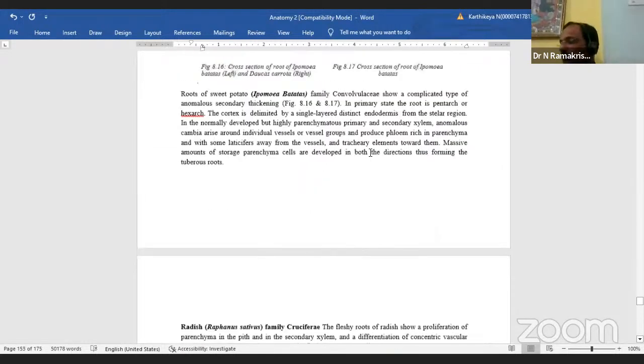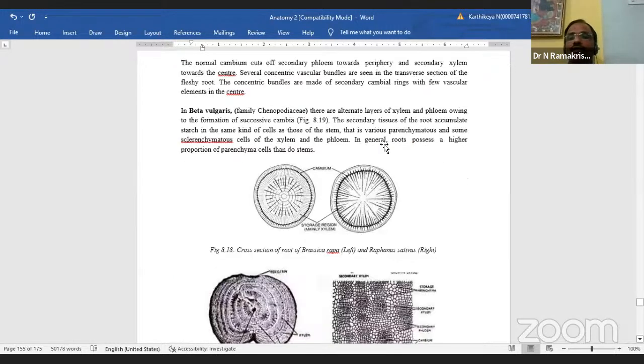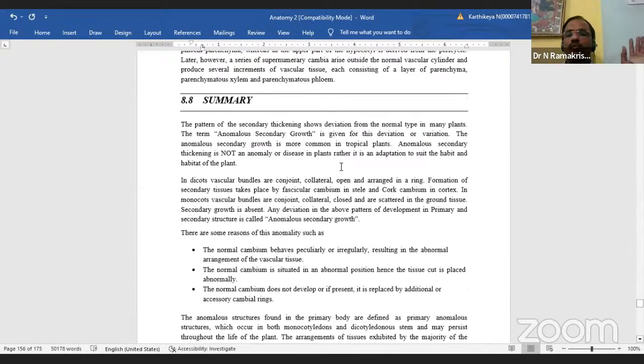Okay, so this is the next one. One topic is there, that is wood. Wood means it is only xylem. The arrangement of the xylem we call wood. This is the wood structure. Here, one is softwood. Second is hardwood. In softwood, the cell arrangement is very loose, but where the cell arrangement is very close, that is hardwood. These are the two types of wood.